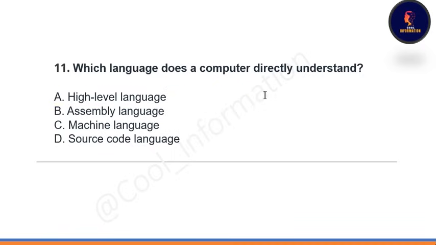Next question. Which language does a computer directly understand? Options are high-level language, assembly language, machine language, or source code language. Correct option is option C, which is machine language. A computer directly understands machine language.